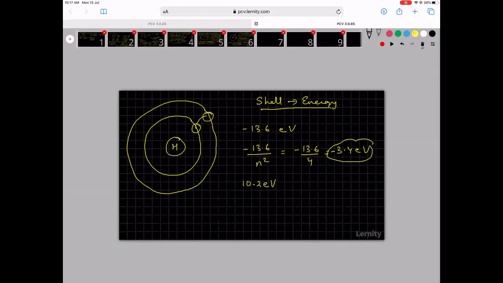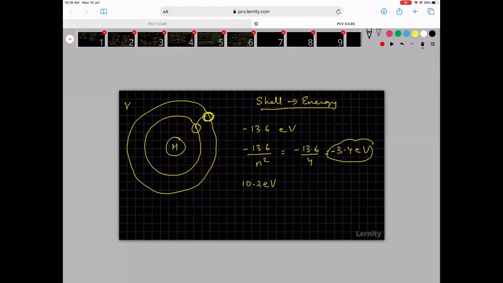Okay, so if you supply 10.2 electron volts of energy to this hydrogen electron, it jumps and goes to the second shell. This is what Bohr said, that as long as it rotates in a given shell, it neither gains nor loses energy. Now, if you supply energy, an electron can jump from the first shell to the second shell. How much energy should you supply? A fixed amount of energy, 10.2 electron volt.